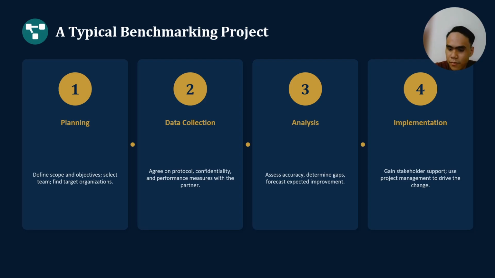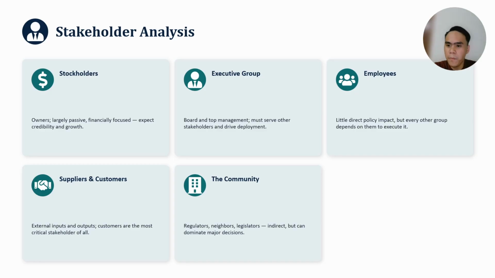Implementation, the fourth step. Obtain buy-in from key stakeholders, apply project management techniques and action plans to actually initiate the change, monitor the performance as it rolls out, and document activities and communicate progress throughout. So common pitfalls across these four phases include lack of commitment, insufficient planning, comparing processes that are not similar enough to generate useful insight, and benchmarking processes that don't have much potential for meaningful gains in the first place.